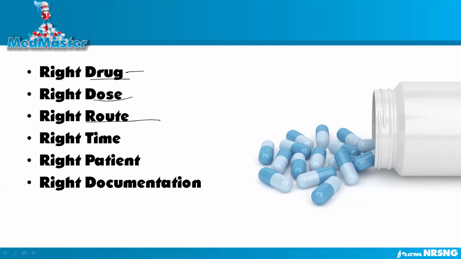Now let's go into right route. This is one that the NCLEX will question you on quite a bit. Remember, when a medication order is written, you need to have the medication, the dose, and the route. So on your medication order, it should say IV, PO, or PR. It should say the route that the medication is to be given. If you don't have a route for a medication, don't give it.